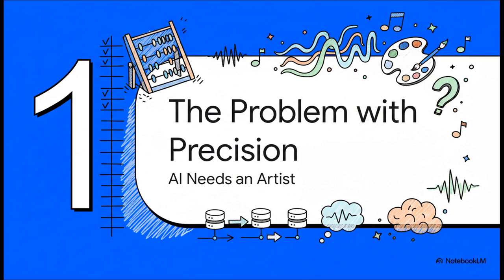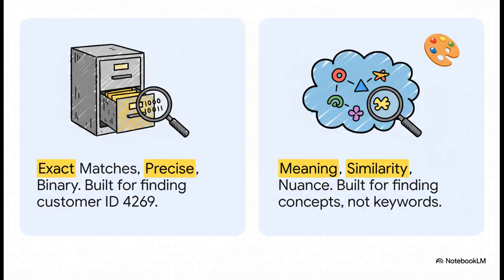You see, your trusty old database thinks like a very strict accountant, but what AI really needs is more of an artist. What's so interesting here is the contrast. Your relational database is totally binary. It is built for exact matches. Find me the customer with ID 4269. It's either a perfect match or it's not.